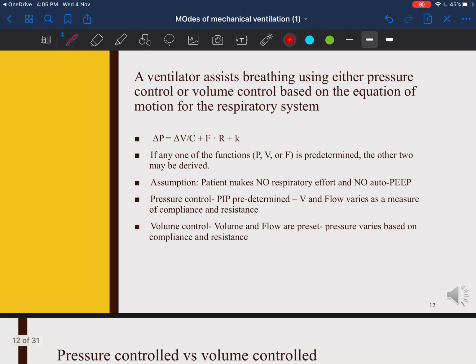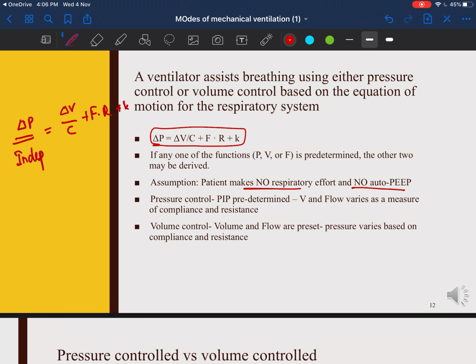A ventilator works on the principle of this equation of motion. Okay. So this works under the assumption that the patient makes no respiratory effort and there is no auto trapping or auto air trapping, auto PEEP. So if in this equation of motion you have set pressure as the control, meaning you are setting a specific pressure for the patient, this becomes the independent variable irrespective of the respiratory mechanics. So what becomes the dependent variable? The dependent variable will be your volume and flow. They will vary depending upon your compliance and resistance.